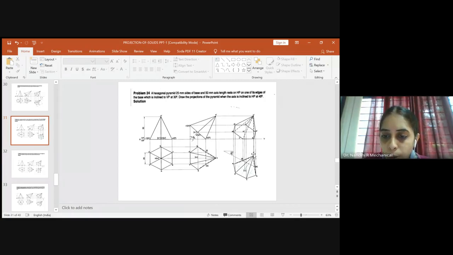Once apex O is obtained, now we can join the longer edges. From O to E, as you have joined here, you will join over here. O to B, you will join. And we have the edge here which is coming through inside the surface. B to O will be hidden and E to O will be hidden, and this edge of the bottom surface will be hidden.